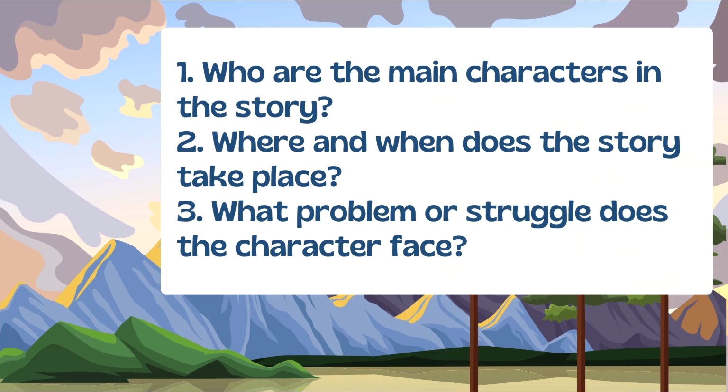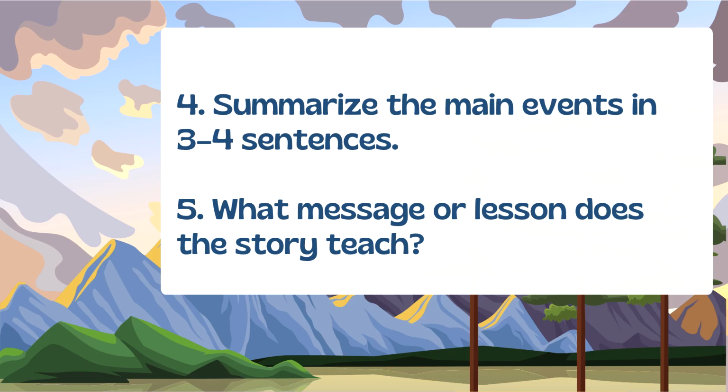1. Who are the main characters in the story? It's Lila and the grandmother. 2. Where and when does the story take place? By the river. One time. 3. What problem or struggle does the character face? It's when the river turned muddy, cloudy, and fishes were dead, dying because of water pollution.